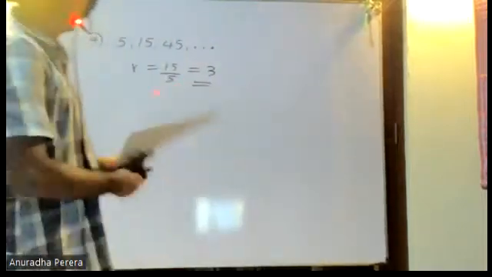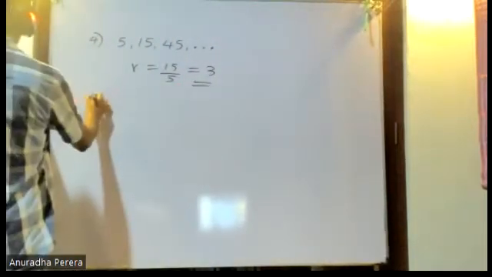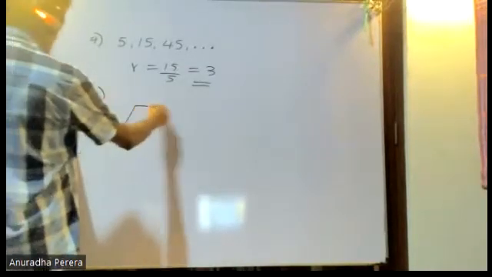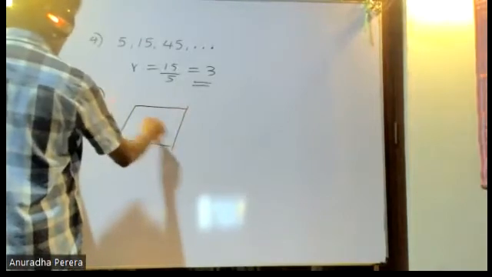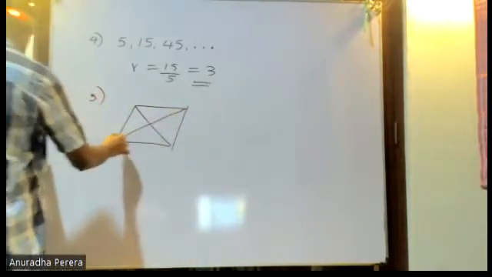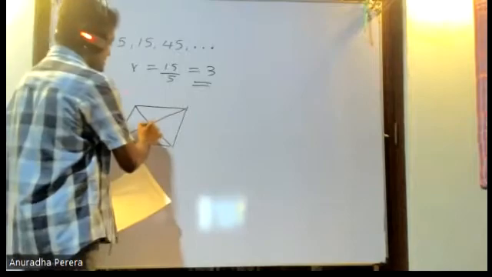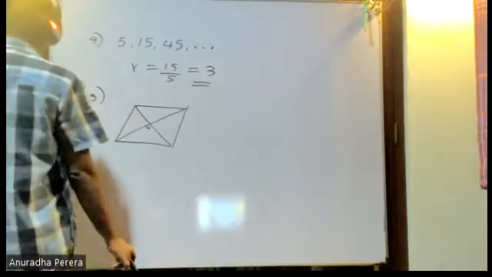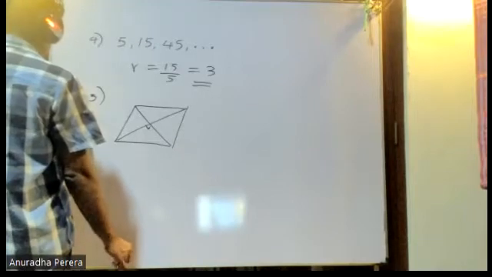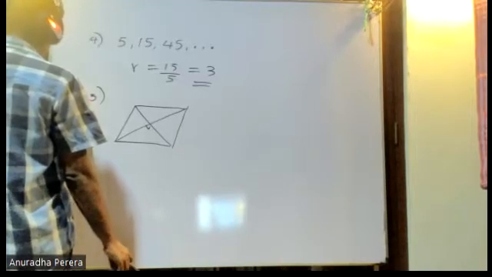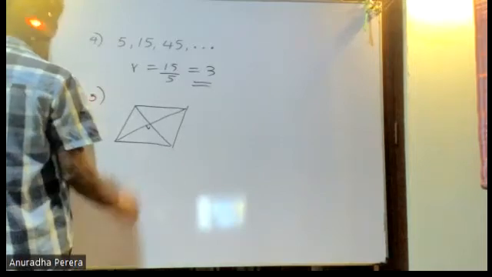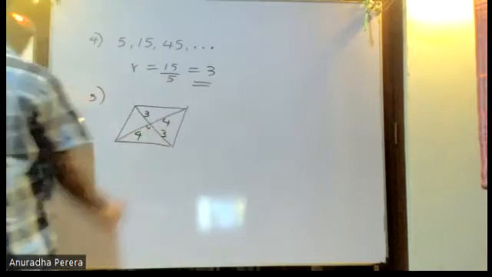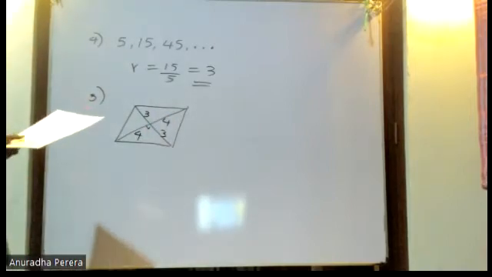Question number 5. The length of the diagonals of a rhombus. You know about a rhombus. In a rhombus, all the sides are equal and diagonals bisect at right angles. The diagonals of the rhombus are 6 cm and 8 cm. This is 3, 3, 4, 4. Find the length of a side of the rhombus.